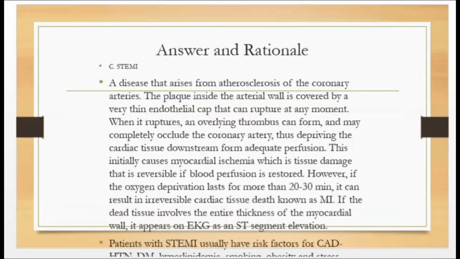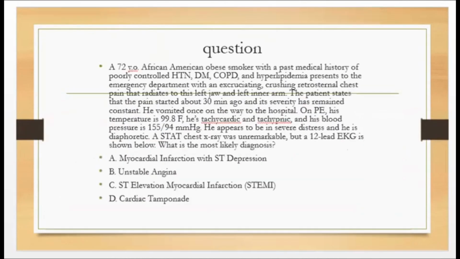And STEMI is a disease that arises from atherosclerosis of the coronary artery. But I'm glad every one of you got it, if you put STEMI, you are correct, because it's not going to be cardiac tamponade. It's not going to be unstable angina. Unstable angina is something else. We have other types of angina, but unstable angina is when they have this angina even at rest.